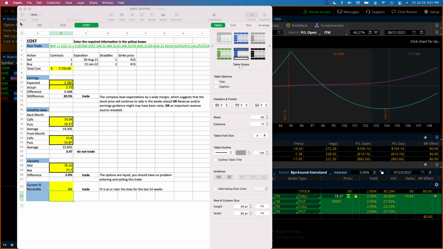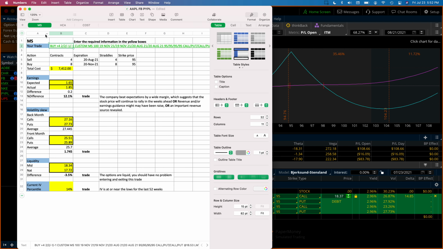I have three potential trades that I'd like to investigate with you. Okay, so let's get started with MS, that's Morgan Stanley. I have chosen this trade, let me copy it from here.